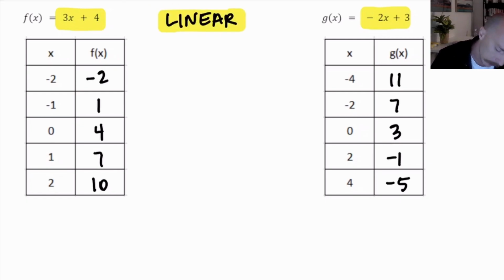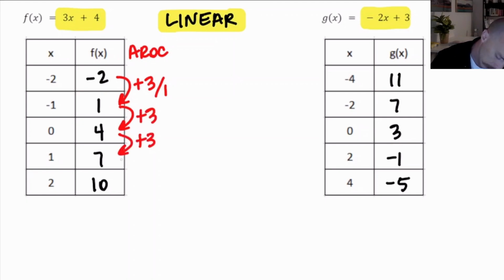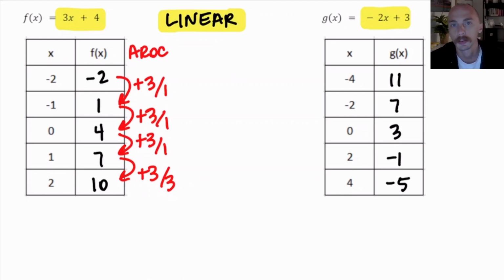Okay, if we were to consider the average rate of change of these functions, we could say y2 minus y1, or f of b minus f of a over b minus a. Over here, from -2 to +1, that's an increase of 3. And then x just increased by 1 each time. Same story here. Each time, we're increasing by 3. And the x values in the table are all spaced out by 1, so the average rate of change will always be this +3.